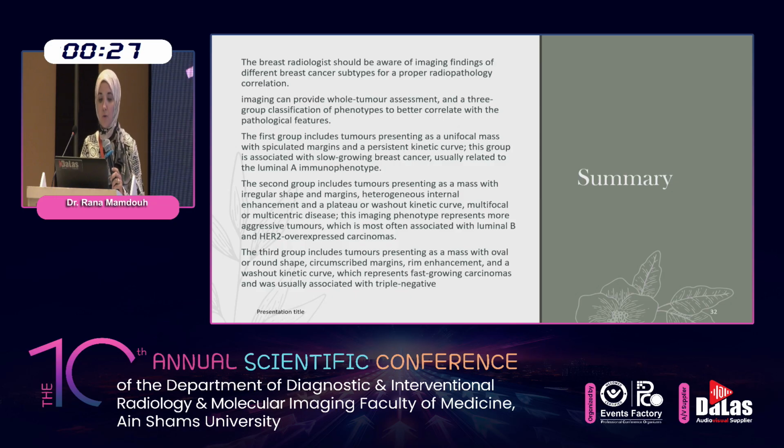and this imaging phenotype represents a more aggressive tumor, which is often associated with luminal type B or HER2 positive. The third group is a well-defined mass lesion, oval or rounded shape, circumscribed margin, rim enhancement, and washout kinetic curve, and represents fast-growing carcinoma and is usually associated with triple negative subtype.